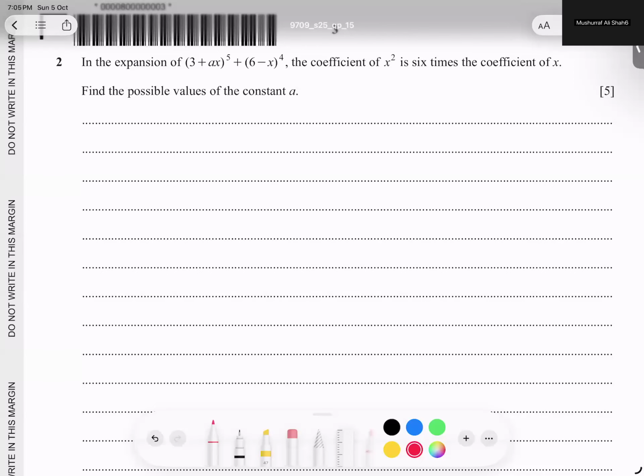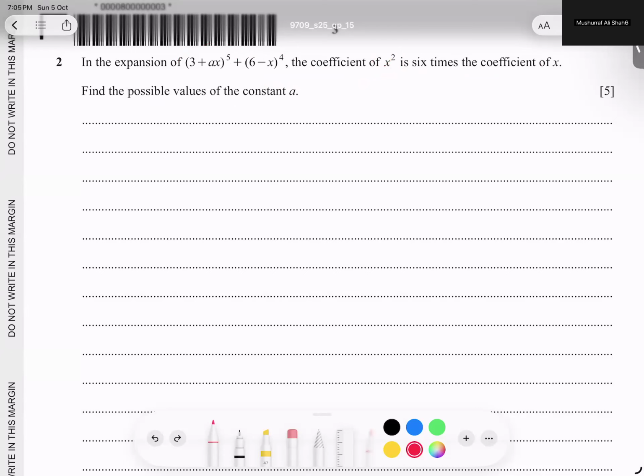Question number 2, students. What we can say here is we have a given binomial expansion, and the coefficient of x squared is 6 times the coefficient of x. I mean the coefficient of x squared is 6 times the x coefficient, and we need the possible values of a. So the best technique: because x squared and x are concerned, I will expand up to x to the power 2. And you know very well how to expand this.